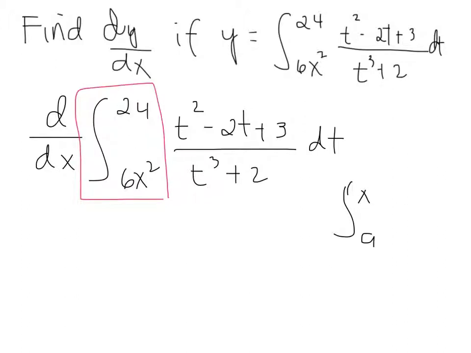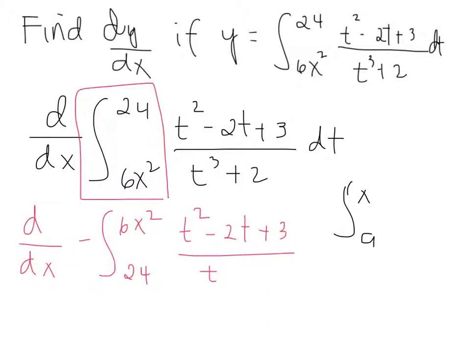Okay, so there's a rule that says you can actually interchange 24 and 6x squared as long as the integral is preceded by a minus sign. So this is the integral from 24 to 6x squared. The fraction will not change here, so t cubed plus 2 and then dt.